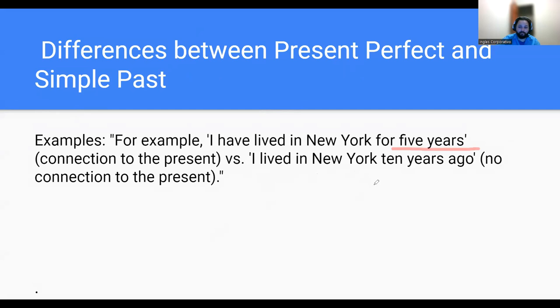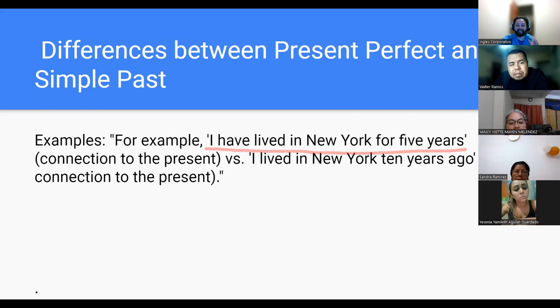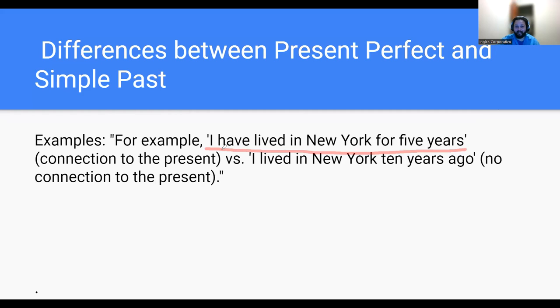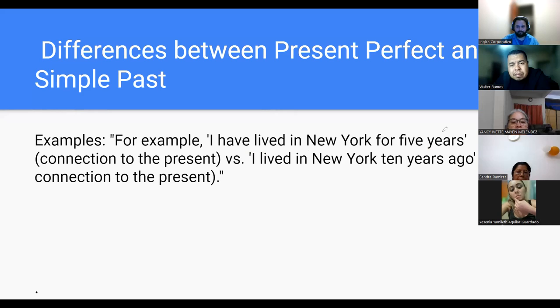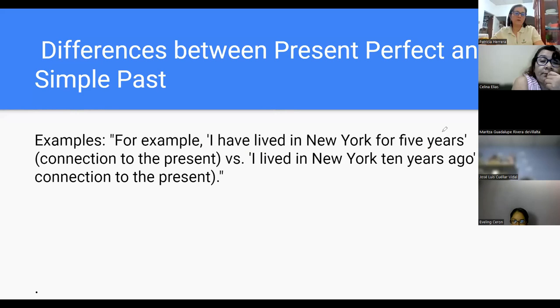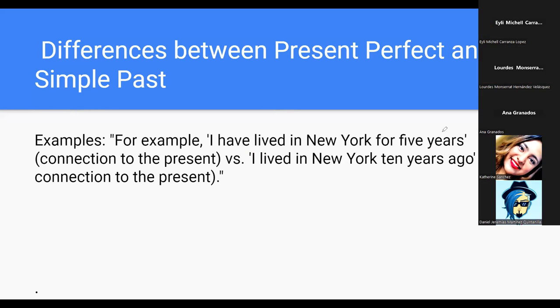Versus I lived in New York 10 years ago. It's the past. Or you could say 5 years ago, right? So check this out. In the first sentence, and this is a very big difference, guys. Do I still live in New York? If I said I have lived in New York for 5 years, do I still live there? Yes or no? Yes. Yes, the answer is yes, I still live there.